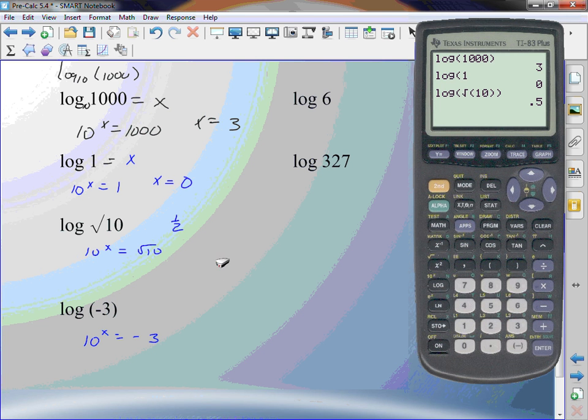Try your calculator. What happens? If I hit log of negative 3, I get non-real answer.